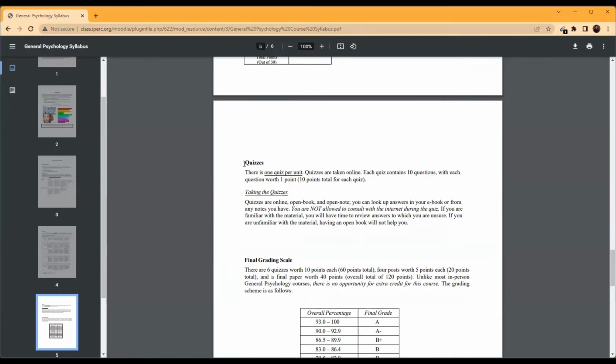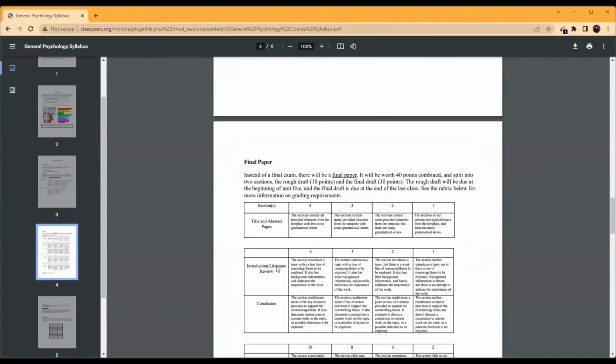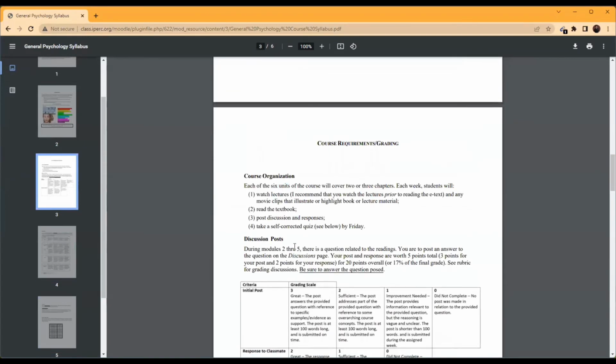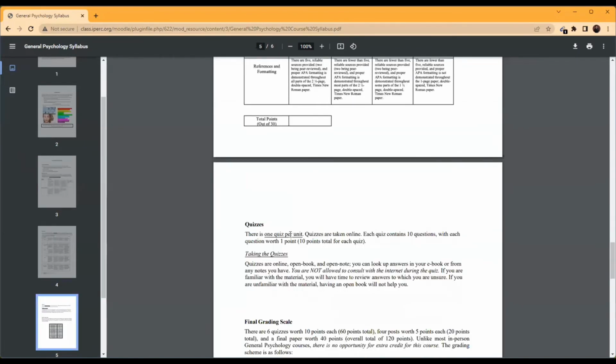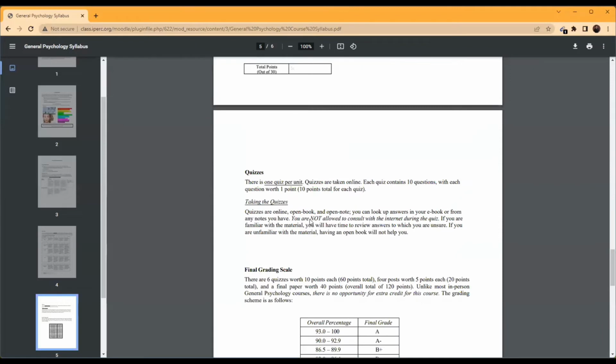We will talk about how to take quizzes in more detail in future videos, but the general information about these assignments, quizzes, final paper, and discussion posts, we will have in the syllabus for you. So make sure you read your syllabus for each course.